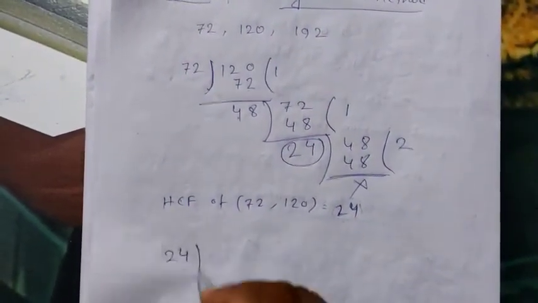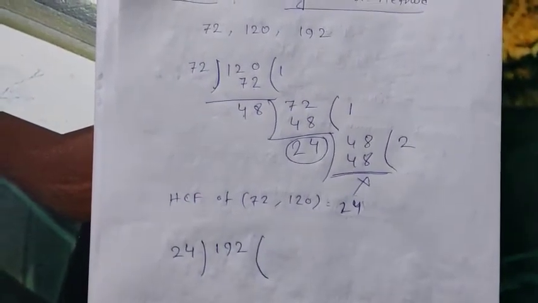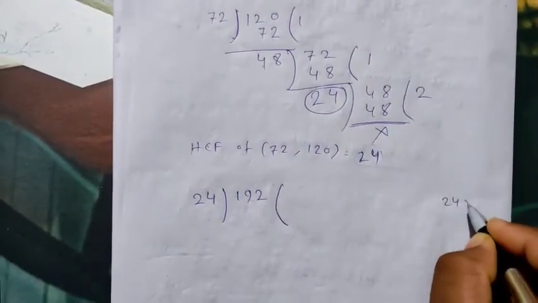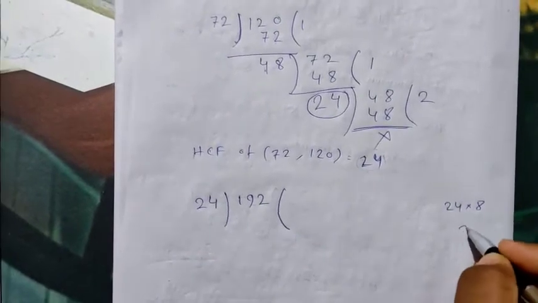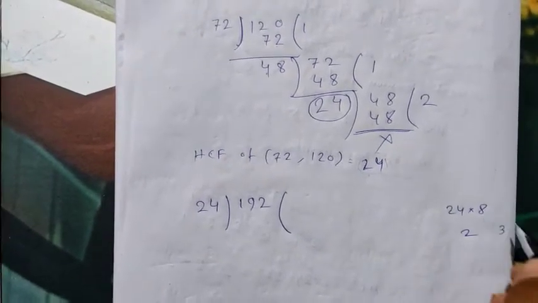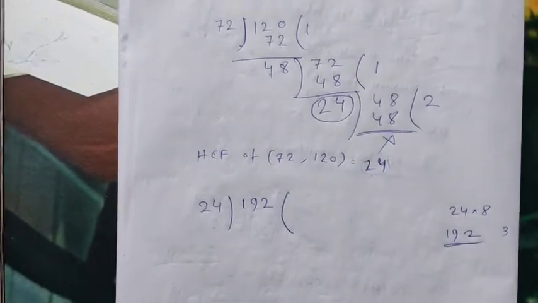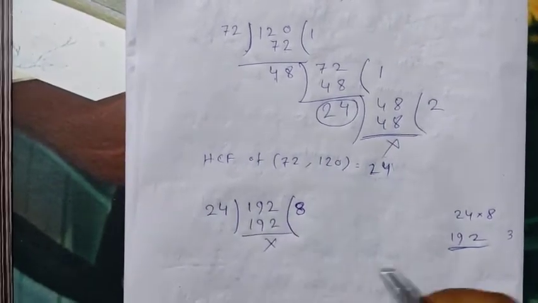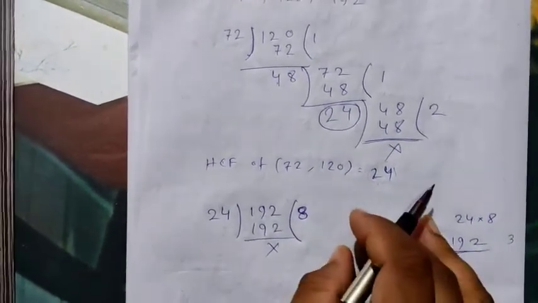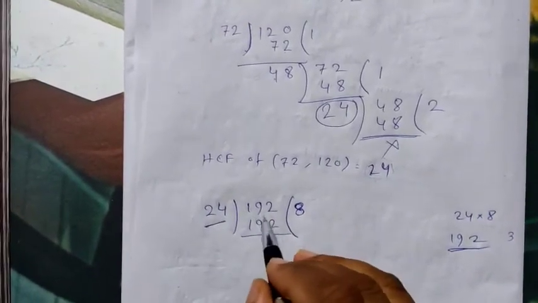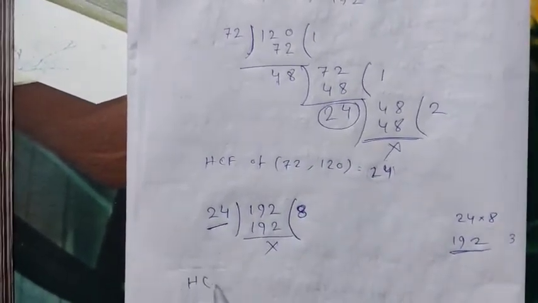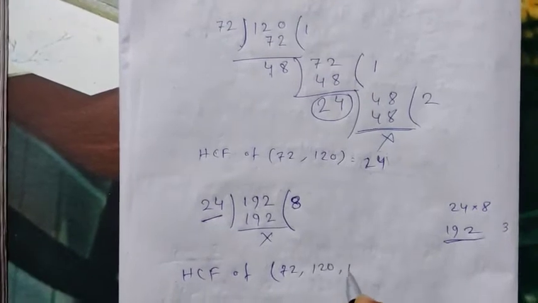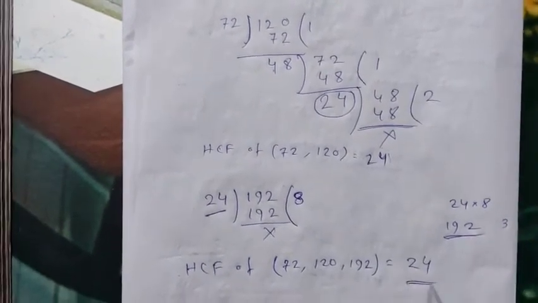Okay, so let's start. 24 and 192. So 24, if you multiply with 8, 24 into 8, how much are you getting? 4 8s are 32, and then 3 is the carry. 4 2s are 8, 2 1s are 16, plus 3 it is 19. You are getting 192. So 24 8s are 192. So it is finished here only. So 24 is a divisor for 192 also, so that HCF remains the same. HCF of 72, 120 and 192 is equal to 24 only.